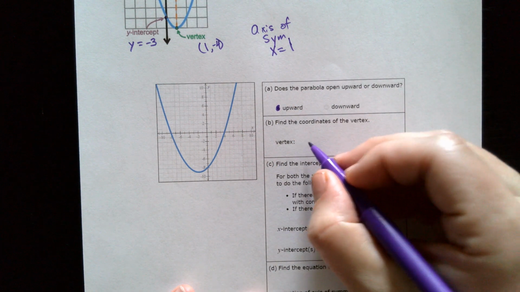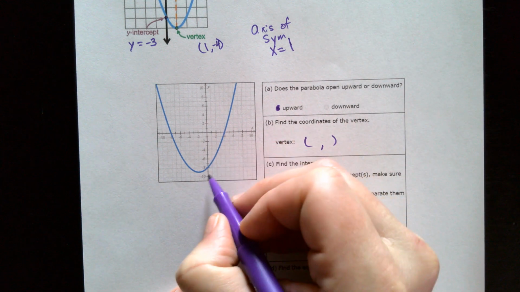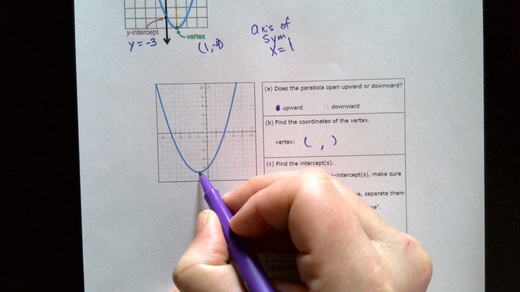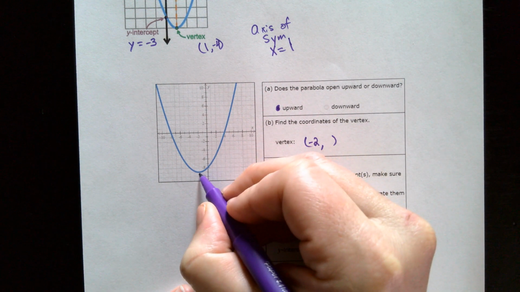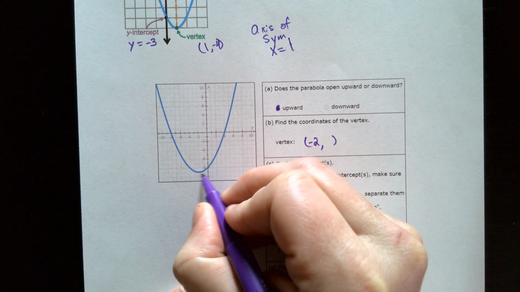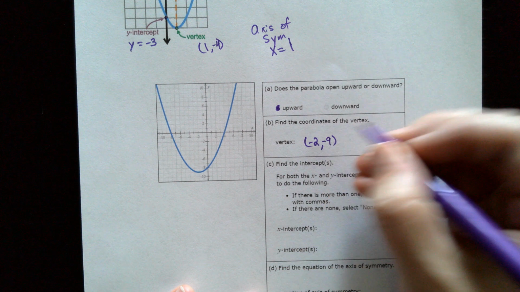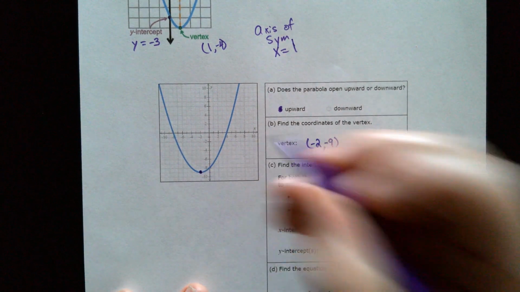What is the vertex? Remember that this is an x and a y, so let's go find the x first. It's right here at -2 on the x, so that's -2. And that's the lowest point on the y-axis there. What is that? -9. So that's our vertex right there at this point right here.